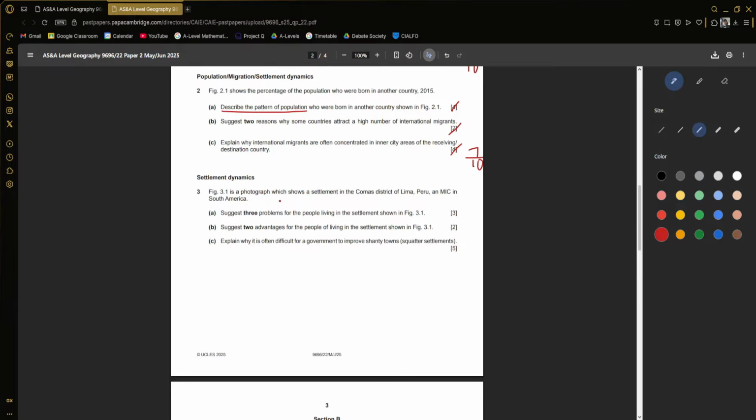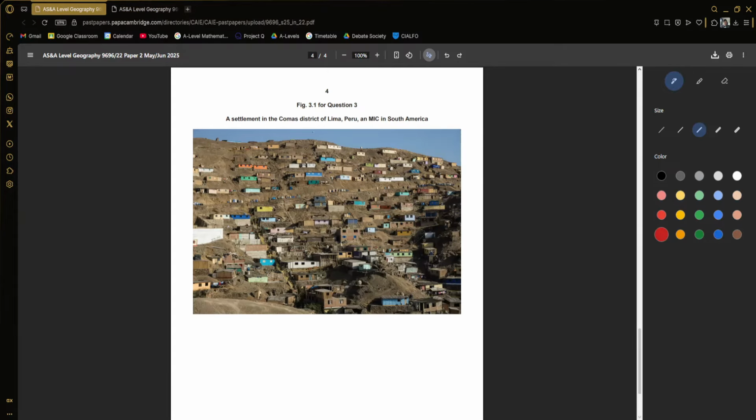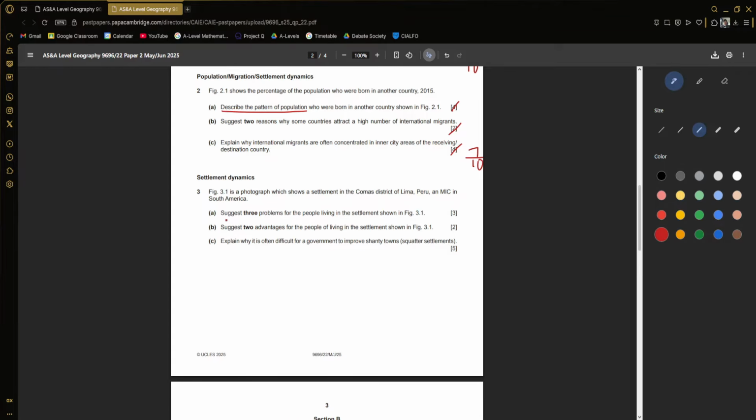It shows a photograph which shows a settlement in the Comas district in Lima, Peru, an MIC in South America. So this is like a shanty town in Peru. And this one suggests 3 problems for the people living in settlements shown in 3.1. There's 3 marks for 3 reasons, so you just need to identify 3 things.